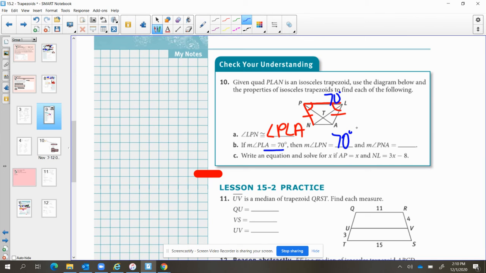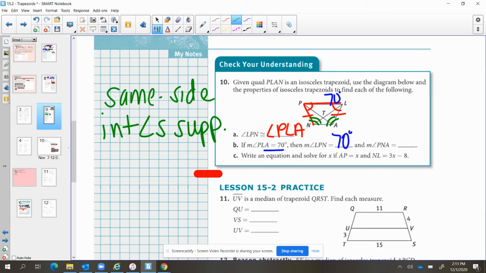Now, the other pair of base angles, however, PNA and LAN, they're supplementary because, again, they're same side interior angles. Remember, same side interior angles are supplementary to each other. So that means that these other 2 angles, angle PNA and angle LAN, the big angle N and the big angle A, have to both be 110. Okay.